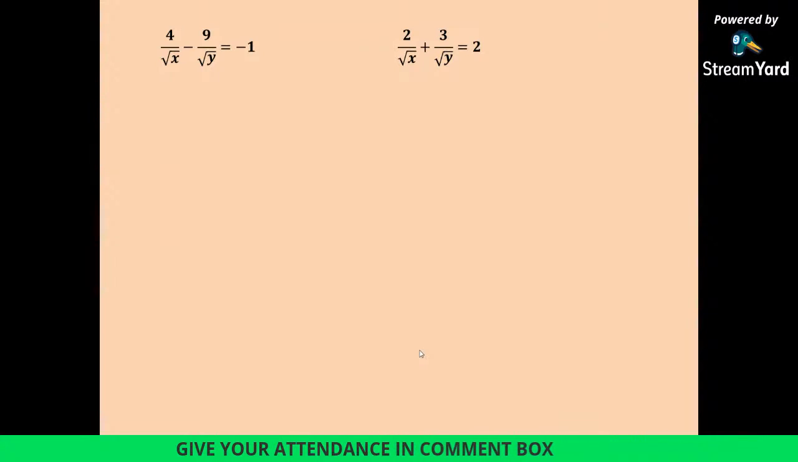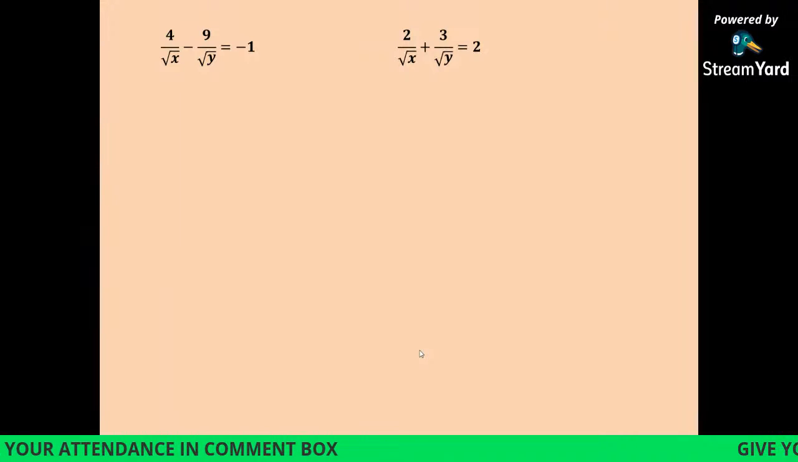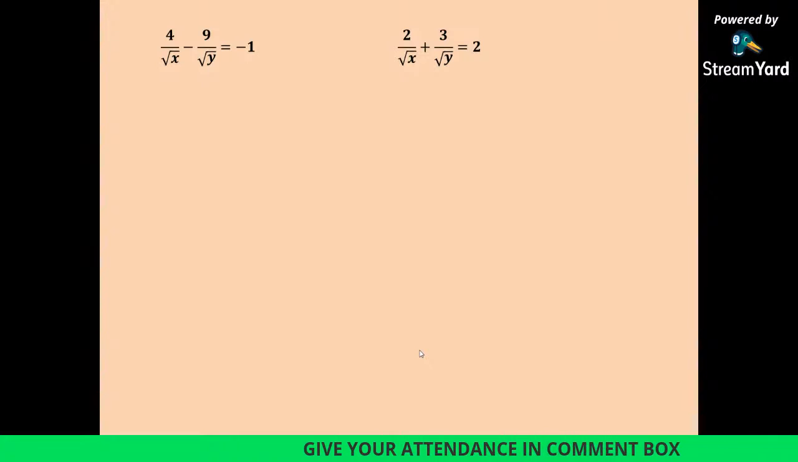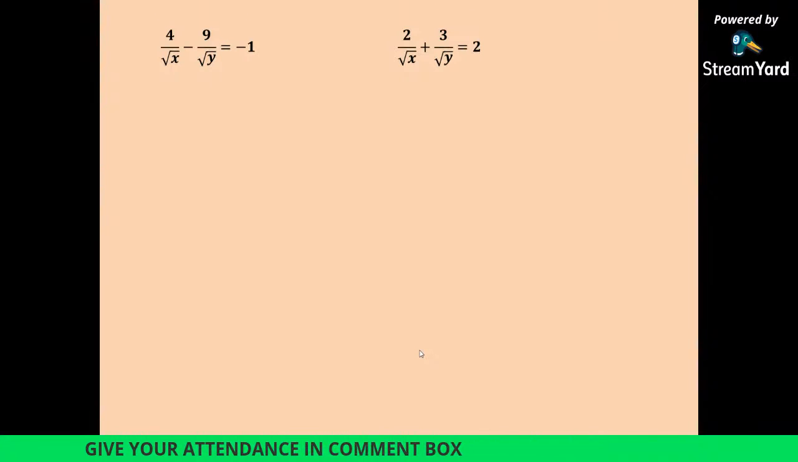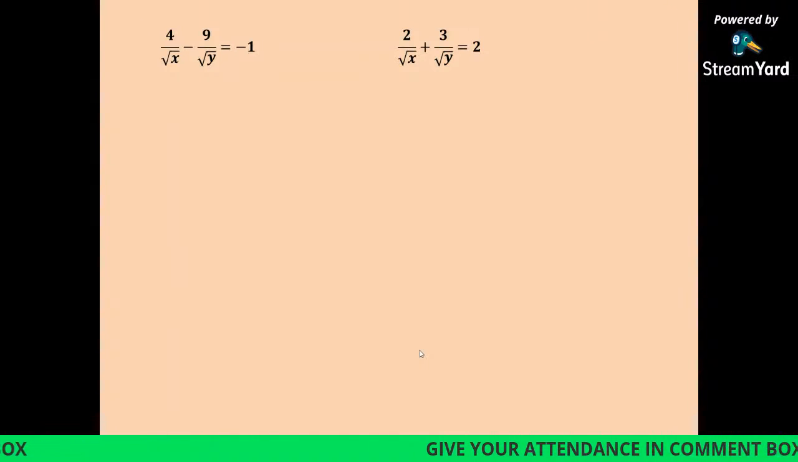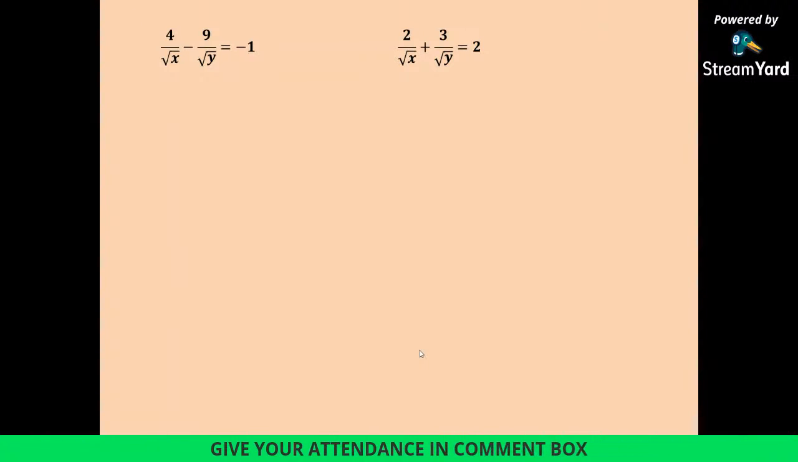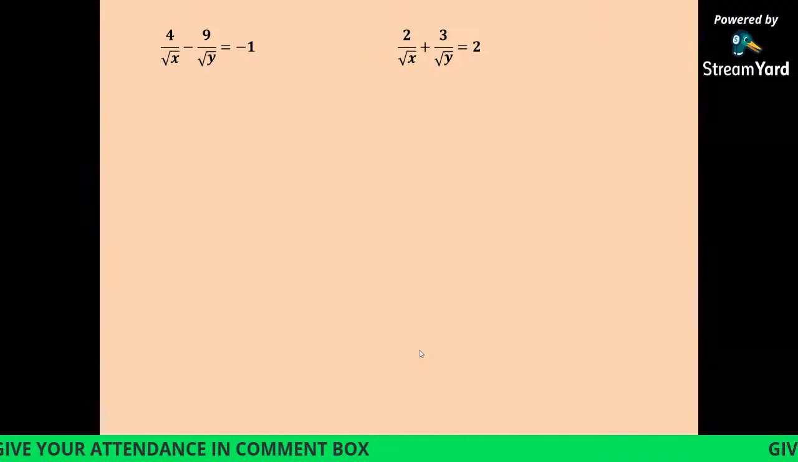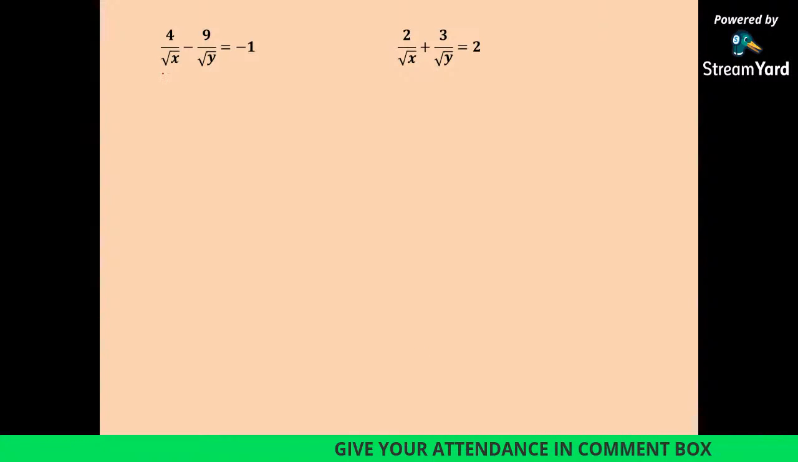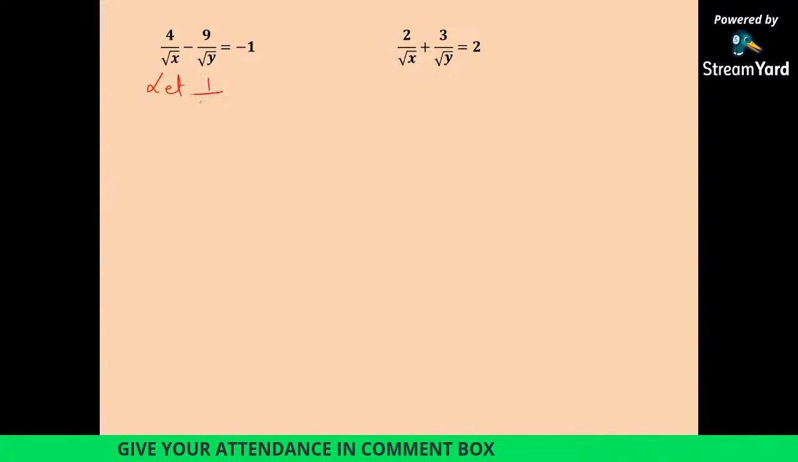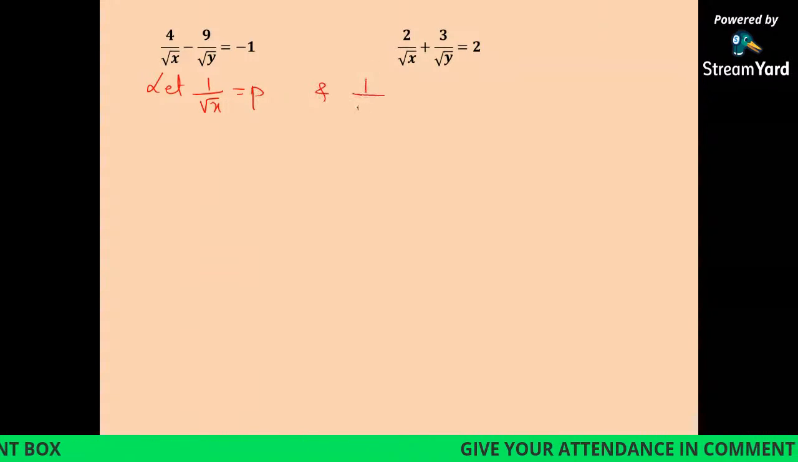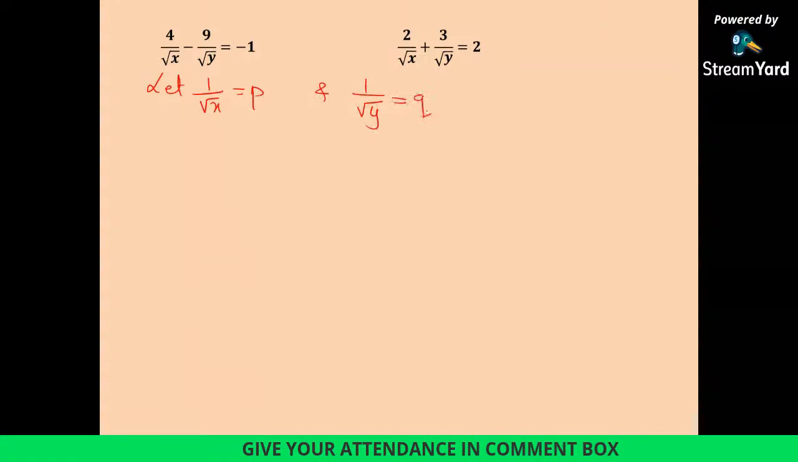Again you are going to replace your root x and root y. Again you have to take the value for root x as well as the value for root y. How are you going to do it? Write down again. Let 1 divided by root x be equal to p and 1 divided by root y be equal to q.